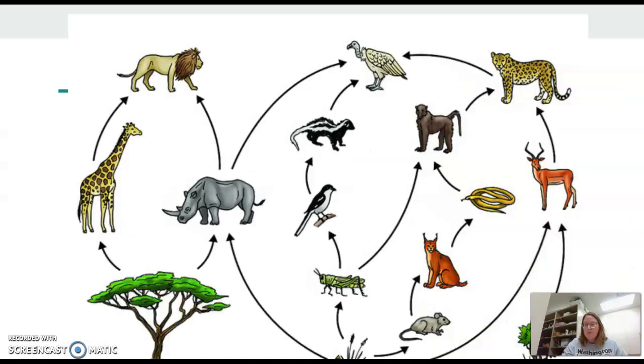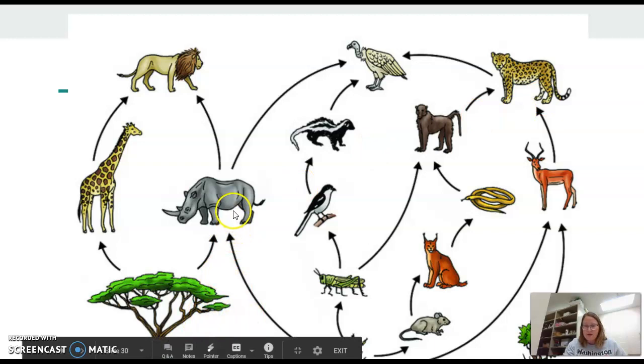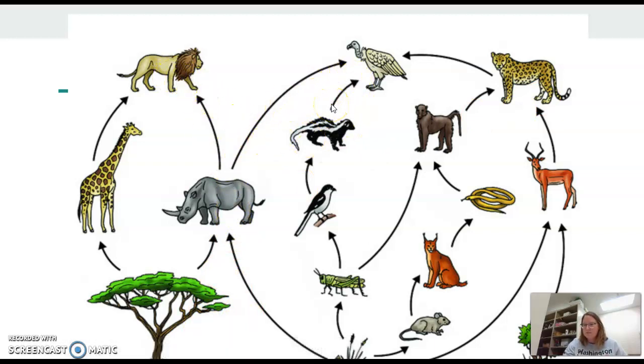Here's another food web that's just a little bit less complex, and it shows you our primary producers, our primary consumers, our secondary consumers, and our tertiary consumers. Tertiary, secondary, and primary are just fancy words for first, second, and third.